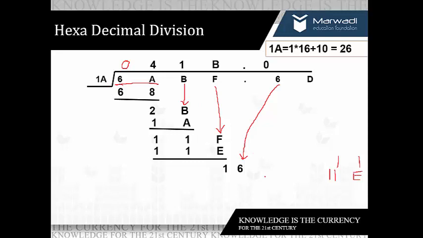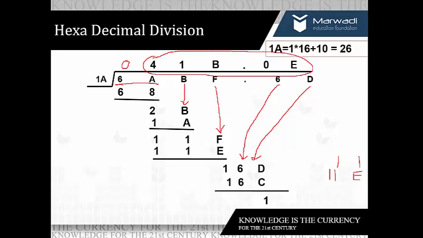Now 16 can't be divided by 1A, so I have to write over here 0. Now I will be bringing down here D, and I will be writing over here 1A into E, which is equivalent to 16C. The remainder is 1 and the process would continue. My answer is 41B.0E.